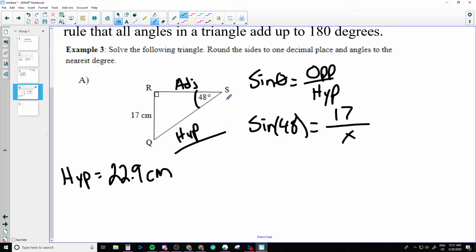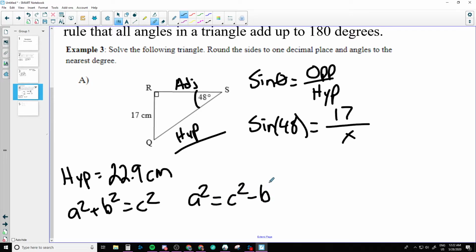Now, we can solve for this side using Pythagoras. Remember that Pythagoras says that a squared plus b squared equals c squared. In this case, we've just solved for c squared, and we're looking for a squared. So a squared is going to equal c squared minus b squared. So it's going to equal 22.9 squared minus 17 squared.